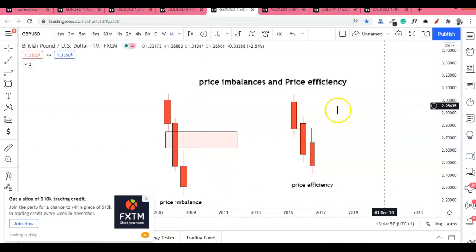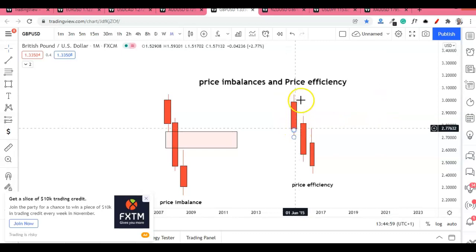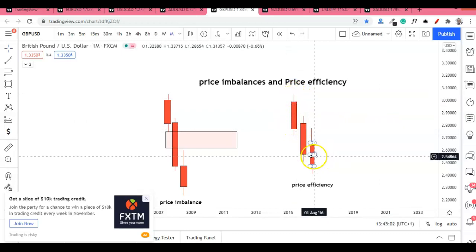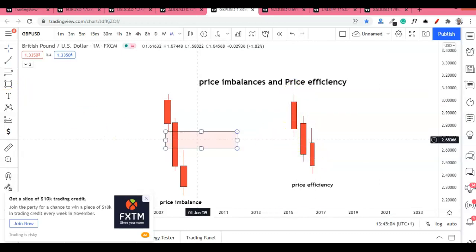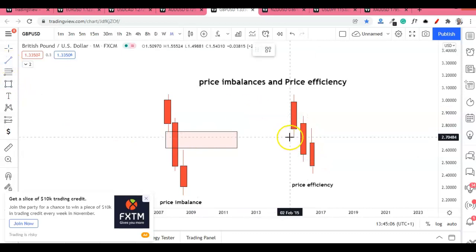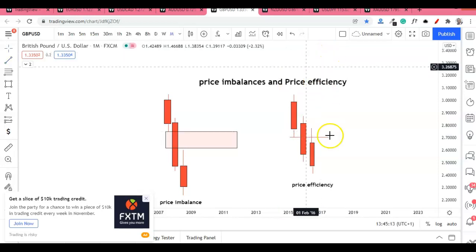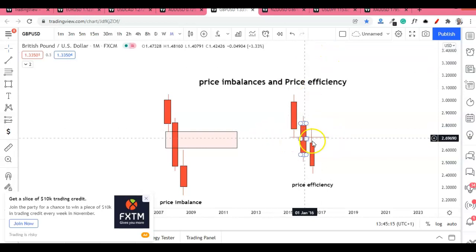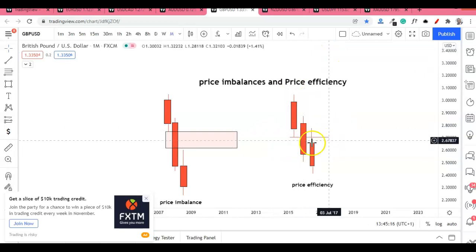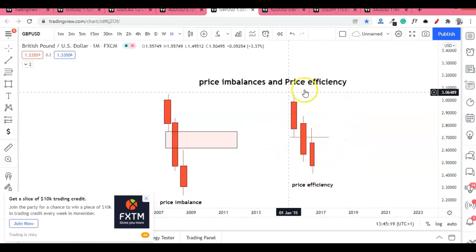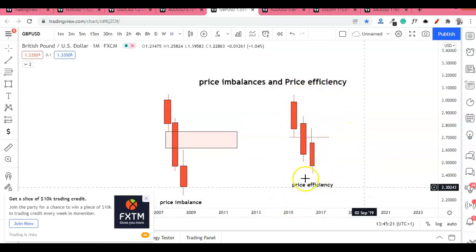What do you notice? The wicks between the first and the third candle touch and even cross one another. There's no gap in between them, there's no space. So by so doing, this is an efficient price, and that is price efficiency.